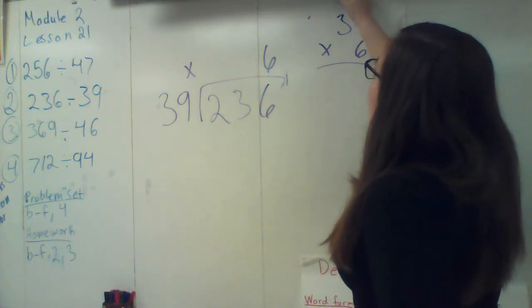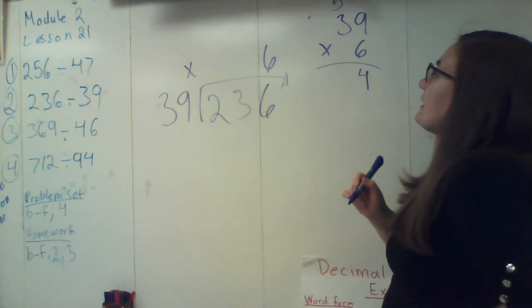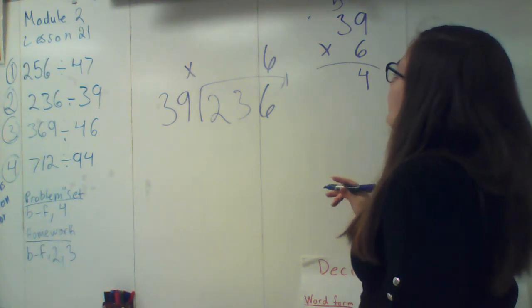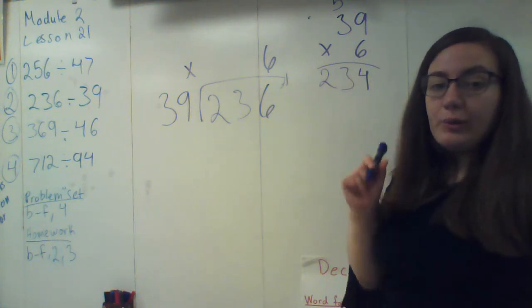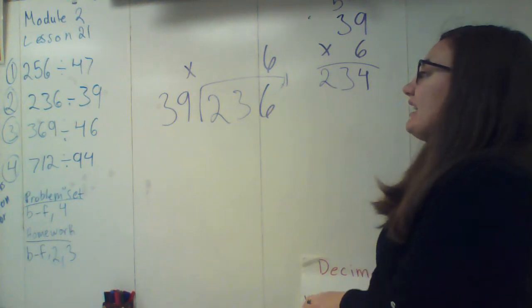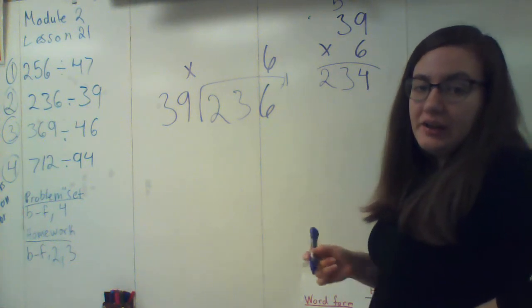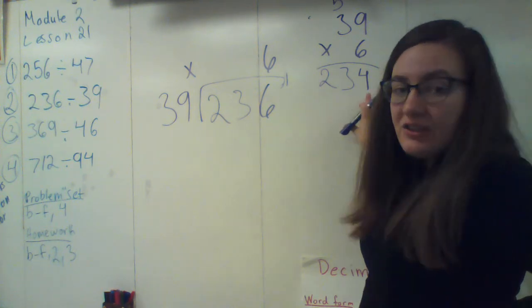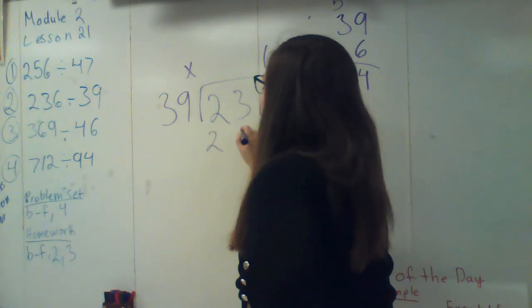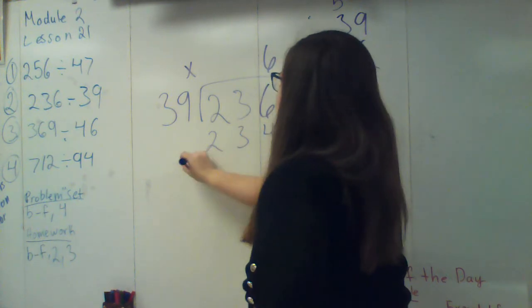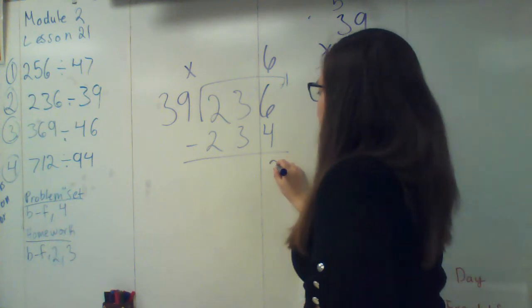9 times 6 is 54, and then 3 times 6 is 18, and 18 plus 5 is 23. So 234 works perfectly. If I added any more, I know for sure that that would be way over 236, so I'm not going to worry about that because there's only like a difference of 2 between these two numbers. So I'm going to write 234 right here. And then I'm going to do 6 minus 4, which is 2.